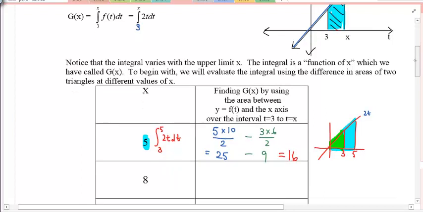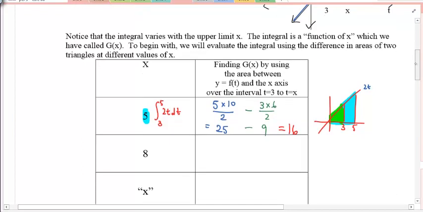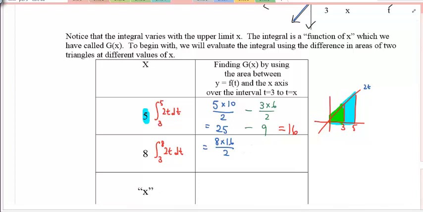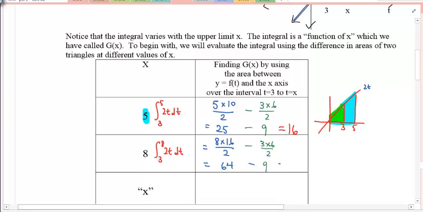Okay? Can you try the next one, please, on your own? And let's see what you get. You get this answer, 64 minus 9, which just gives you 55.